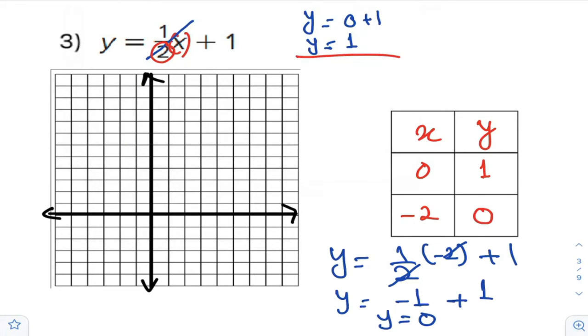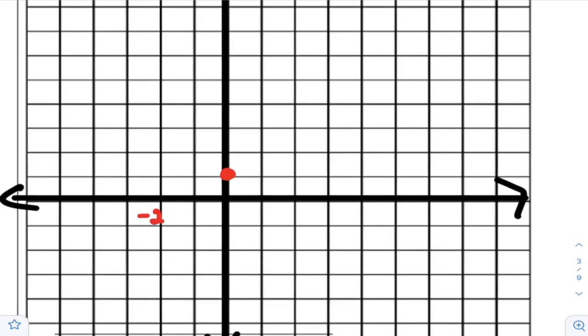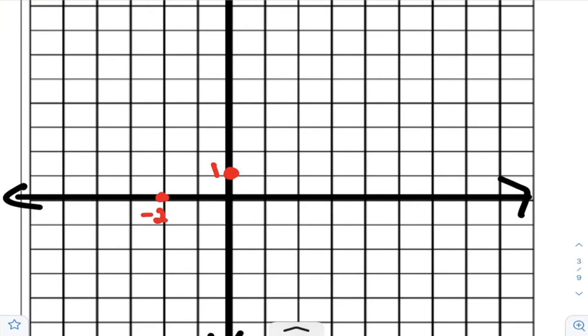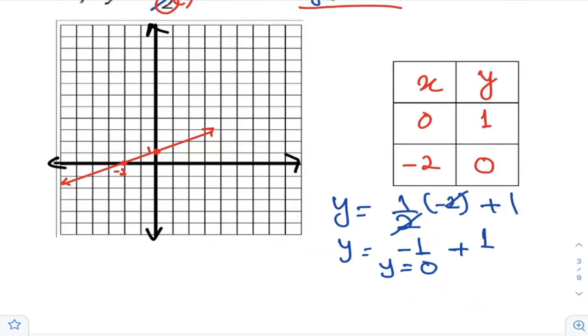And I will plot the 2 points that I have found. I will put them on the graph. 0, 1 will be on the y-axis, and negative 2, 0 will be on the x-axis. This is called the y-intercept, and this is called the x-intercept, and we will discuss that in the next video, inshallah. So I have now 2 points, and I can match them. Again, I'm telling you, if you choose other points, you will obtain the same graph.